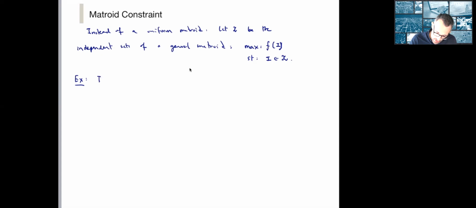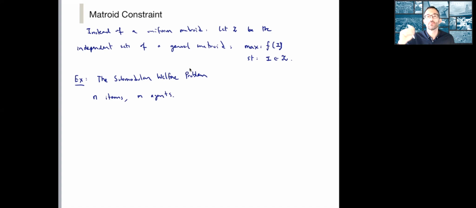And the problem is called the submodular welfare problem. And it goes as follows. We have n items to distribute to m agents. And each item has to be given to exactly one agent. You can't split the items. You can't assign one item to two agents. So each item must go to one agent, but one agent could be assigned more than one item.